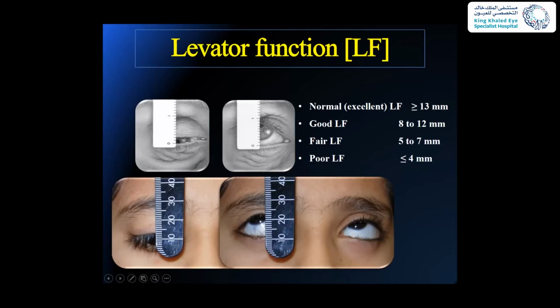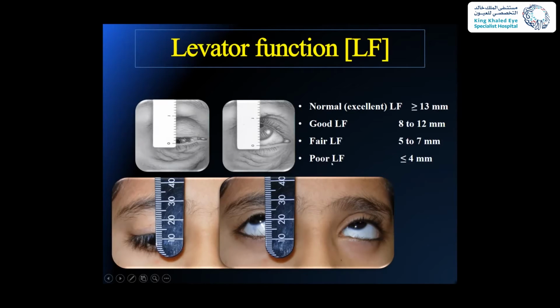Ask the patient to look at the extreme down gaze and then fix the ruler here, for example, at 13, and ask the patient to look at the extreme up gaze. As you can see here, it's almost 23. So the excursion, or the journey taken by the upper eyelid from the extreme down gaze to the extreme up gaze, is the levator function. And this is 10 millimeters here.